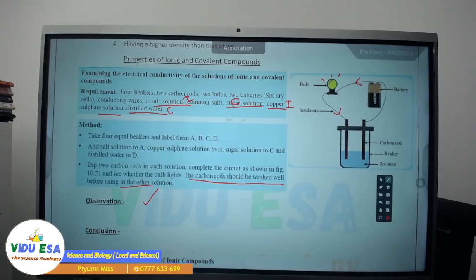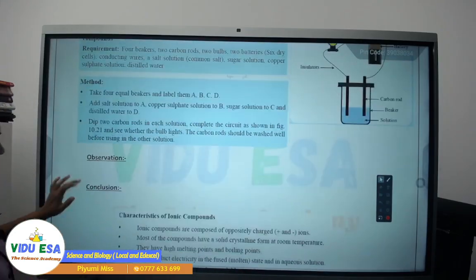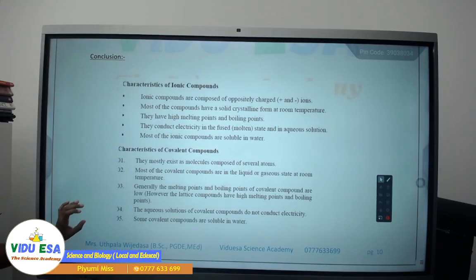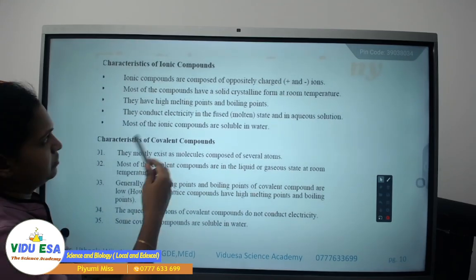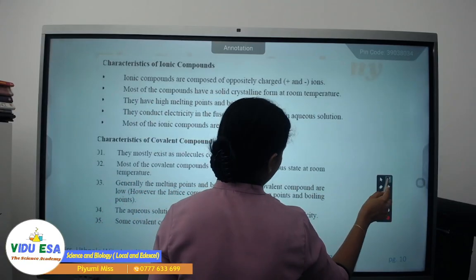Then we will mention the characteristics of ionic compounds and covalent compounds. Ionic compounds are composed of oppositely charged ions. Now we have mentioned that several times, right?